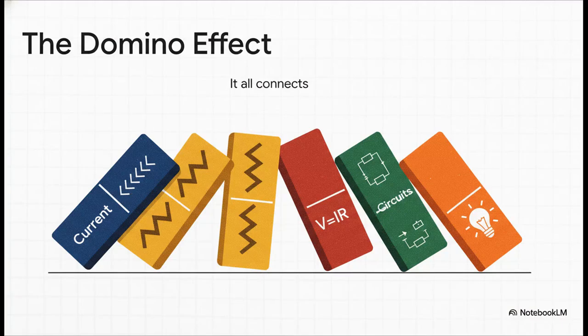So, let's just quickly recap that domino effect we followed. We start with the current, the flow. That current immediately runs into resistance. The relationship between them is perfectly described by Ohm's law. We then use that law to build and understand circuits. And the entire reason we build those circuits is to deliver power to do useful work. It's a perfect chain of logic, where each idea leads right to the next one.